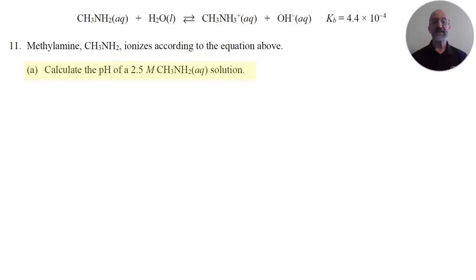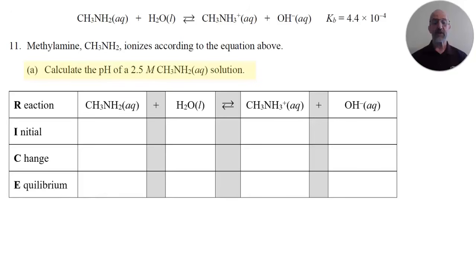So this question is similar to question 10, and let's go ahead and set up a RICE table and keep track of what we need to do to calculate the pH of a 2.5 molar solution of methylamine. So here's our RICE table. I will put in 2.5 molar for the initial concentration of the methylamine. Again, I don't care about the water.